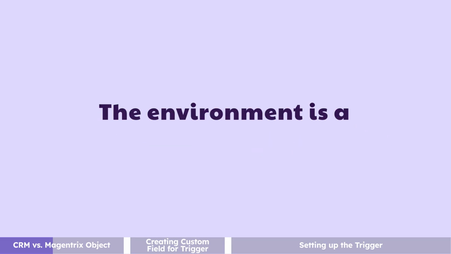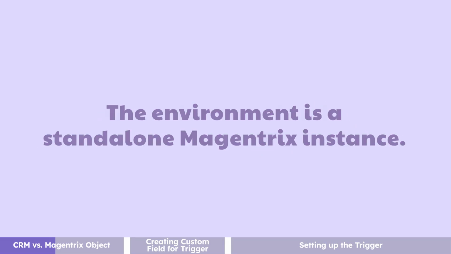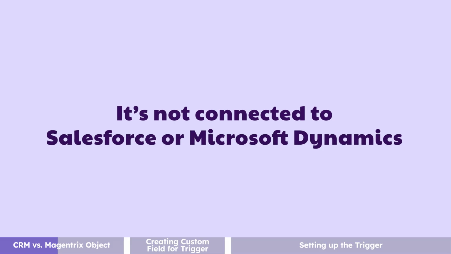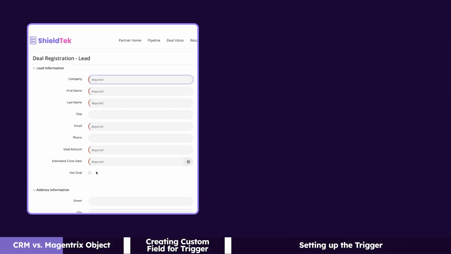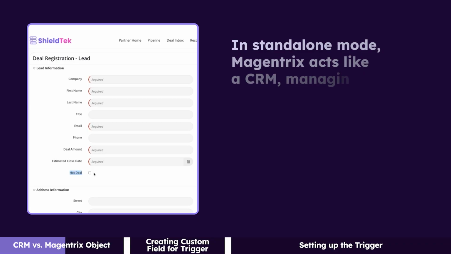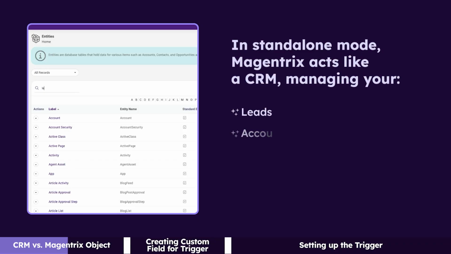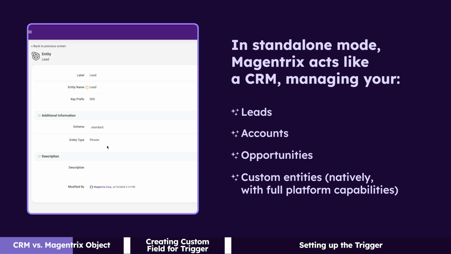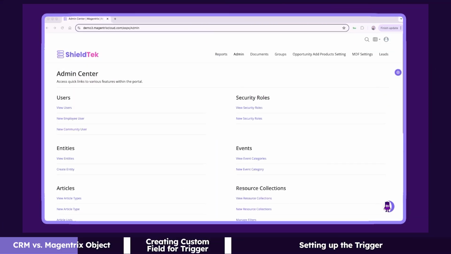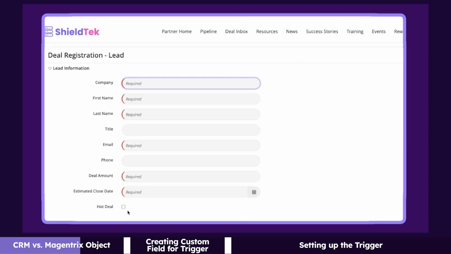The environment I'm using today is a standalone Magentrix instance, meaning it's not currently connected to Salesforce or Microsoft Dynamics. In standalone mode, Magentrix acts as a CRM itself, managing your leads, accounts, opportunities, and any custom entity natively with full platform capabilities. Because this instance isn't connected to an external CRM, I'll be creating the custom checkbox field called Hot Deals directly inside Magentrix on the lead entity.